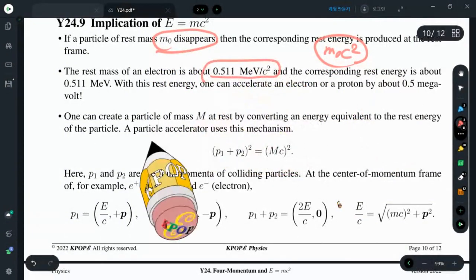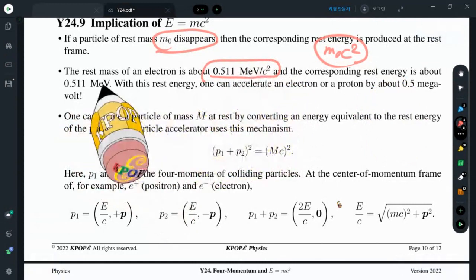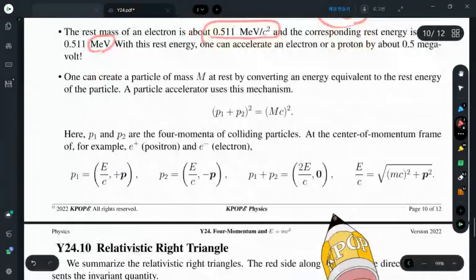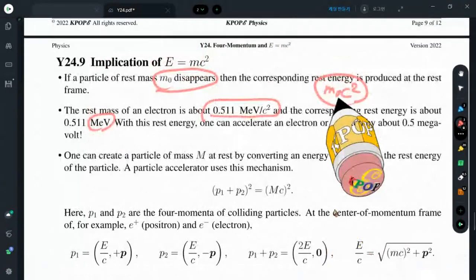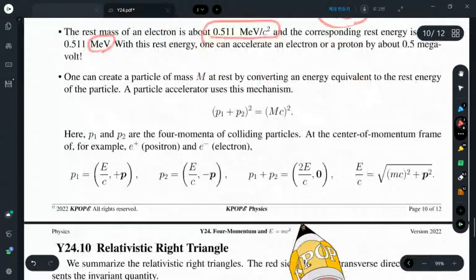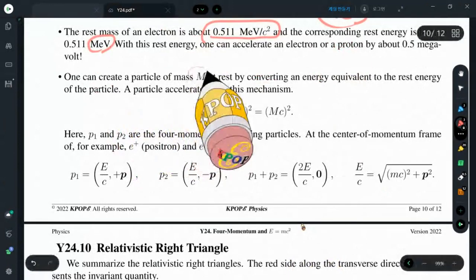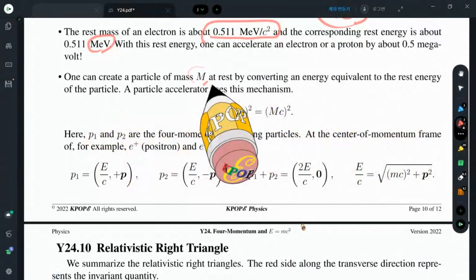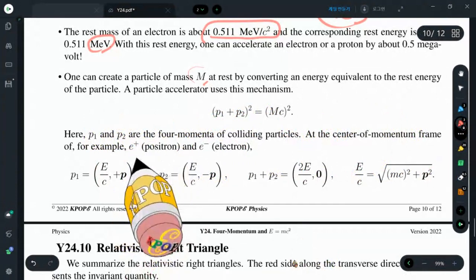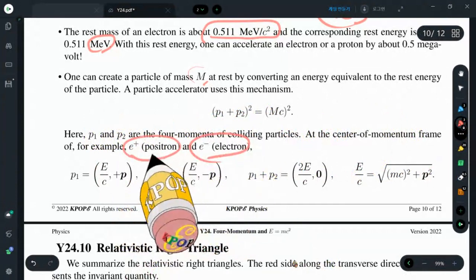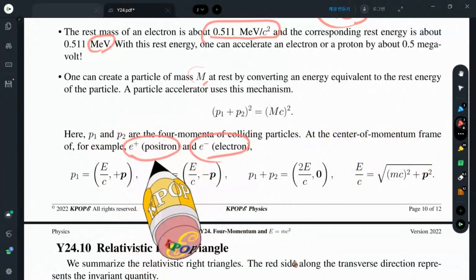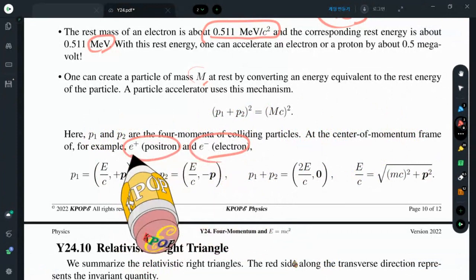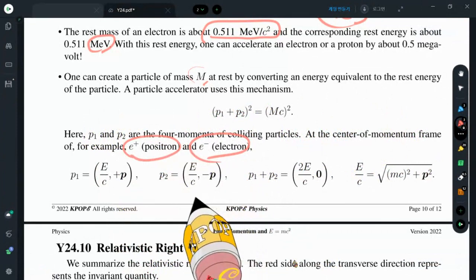An electron is a very tiny object. However, it has energy. That amount of energy is the rest energy of the electron. We can create a particle of mass capital M at rest by converting an energy equivalent to the rest energy of the particle. For example, this is a collider. Take an electron and a positron. A positron is an antiparticle of the electron that has a positive charge, and its rest mass is equal to that of the electron.